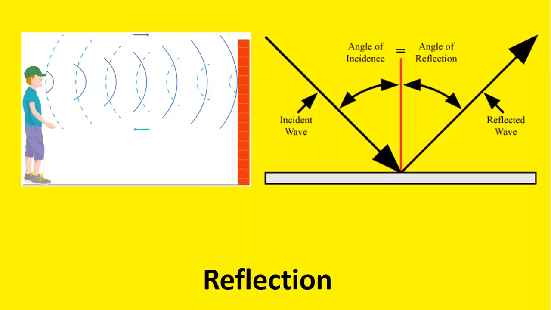direction. So in the diagram seen here, waves strike a wall at an angle called the angle of incidence. The waves are reflected at the same angle called the angle of reflection. But as you can see, it is in a different direction. Notice that both angles are measured relative to a line that is perpendicular to the wall.